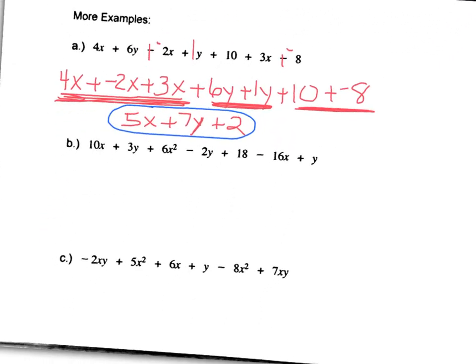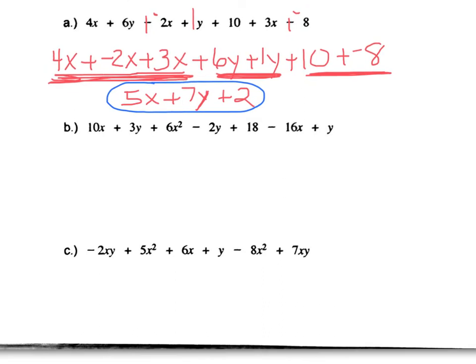Alright, next example. Let's go through. Double sign changes. Look for subtraction. There's one kind of in the middle. And there's one here towards the end. I see a lone letter right here. So I'm going to slide a 1 in front of that. And now I'm going to reorder.